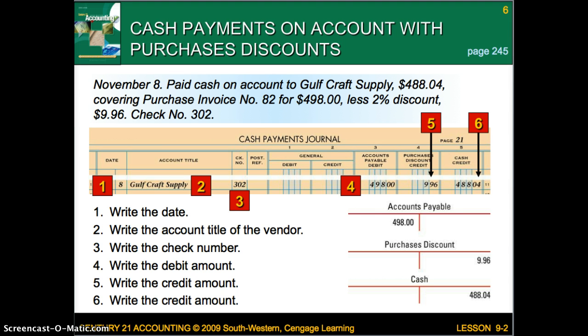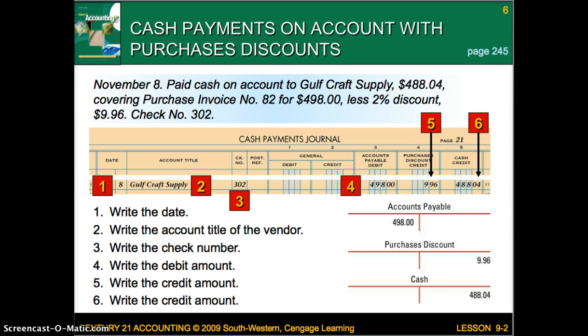So, let's look at the example in the book. November 8th, I paid cash on account to Gulf Craft Supply, check number 302, covering purchase invoice number 82 for $498, less a 2% discount, $9.96. I guess this is the same example. Perfect. Okay. So what this is saying, 2/10 net 30.